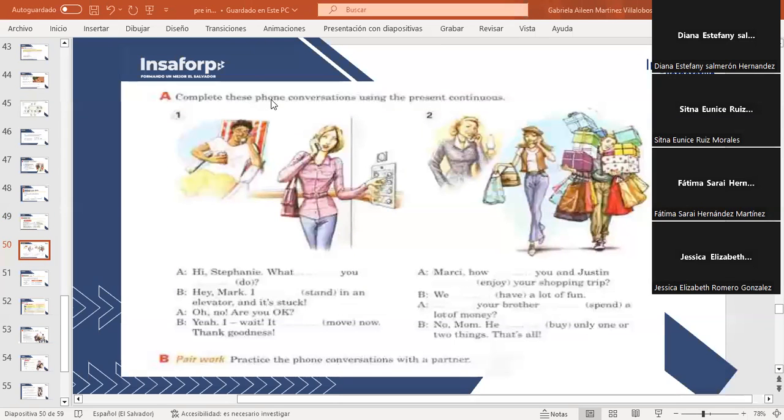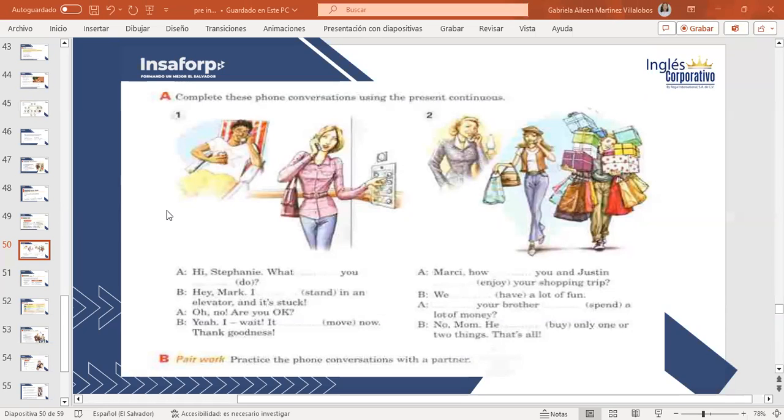Okay. Complete this phone conversation using present continuous. Okay, you are going to use the grammar patterns and the verbs in parentheses. Ya están los verbos ahí. No va a poner otro verbo, okay? And this is present continuous. No es pasado, no es futuro, no es presente. It's present continuous. No meta otras fórmulas, right? Okay, thank you, Juan Carlos. Now let's create the groups. Okay, let's go.